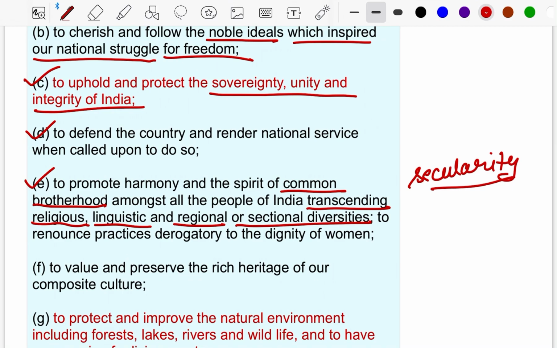And the most important thing here is that we have to renounce practices derogatory to the dignity of women. Many have said bad things to women without realizing that they are committing an offense. They are distorting the dignity of women. So we have to keep in mind that we have to renounce practices derogatory to the dignity of women, right?